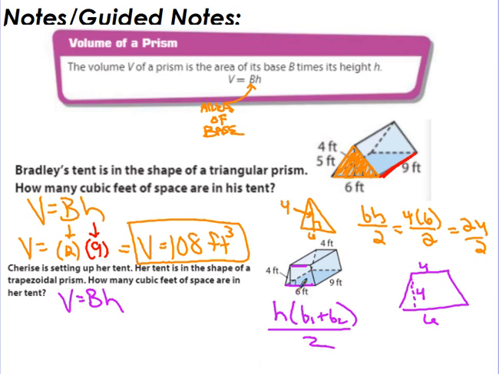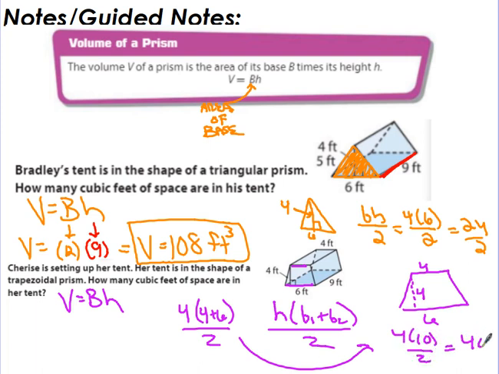So now I can plug in my values for this trapezoid. My height is 4. The bases are the parallel lines of the trapezoid, so that's 4 and 6. I gotta divide all that by 2. I'm running out of space here, so I'm just going to take this over here. 4 plus 6 is 10. So that's 4 times 10 divided by 2. 4 times 10 is 40 divided by 2. So the area of the trapezoid is 40 divided by 2, which is 20.